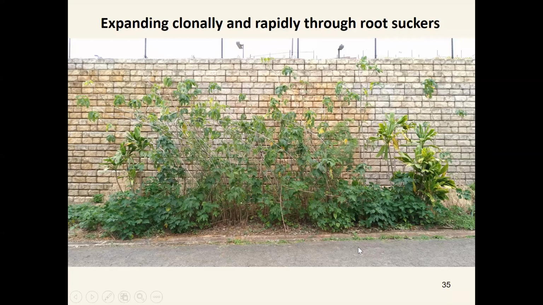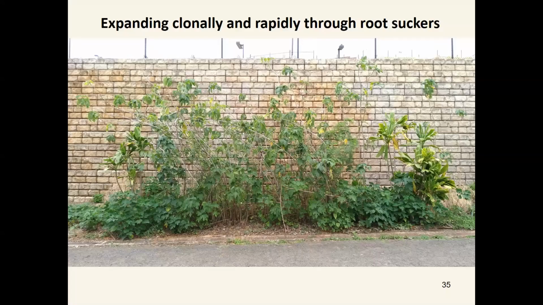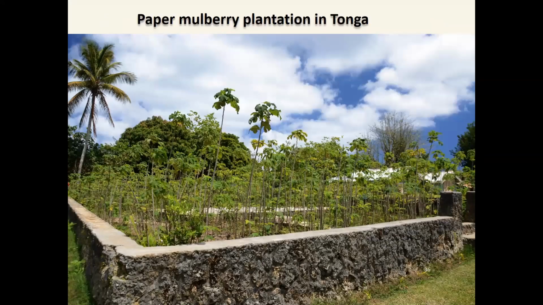So basically, you can just cut the root and plant it, and you will get a new tree. So it's relatively easy to grow paper mulberry. But that also means that when you have this tree growing, it's very hard to get rid of it. So this is how they grow the tree in Tonga. This is a paper mulberry plantation in Tonga.